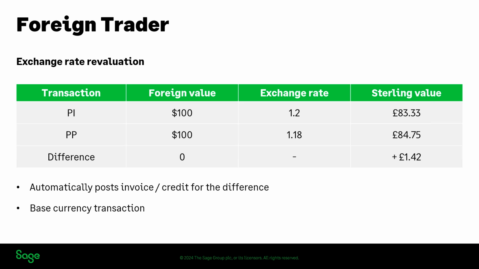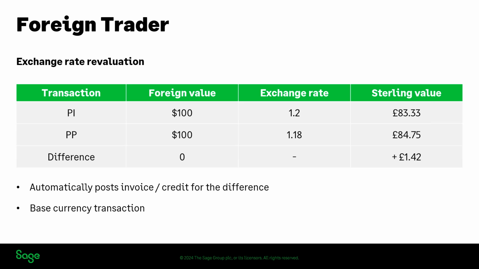Right, so we're going to enter a purchase invoice against our dollar supplier. It's going to be for $100, and we'll use the exchange rate of 1.2, giving us a sterling value of £83.33. So remember, it's recording that in two currencies, your foreign currency and your base currency. We're then going to enter the payment against that invoice.